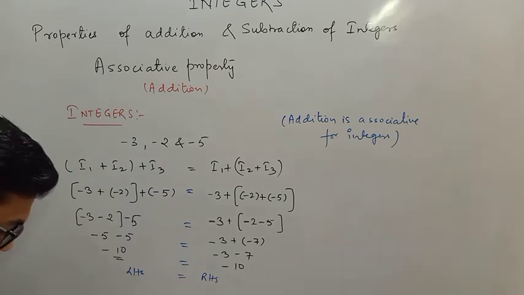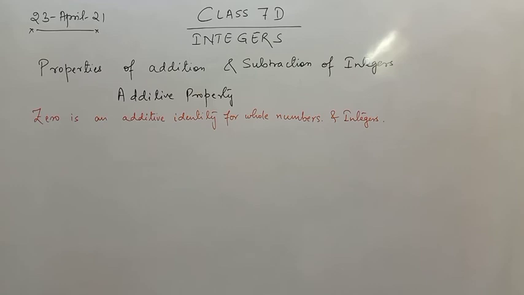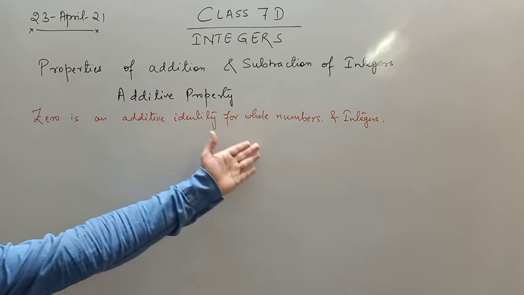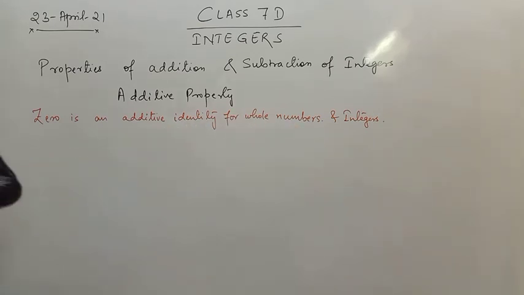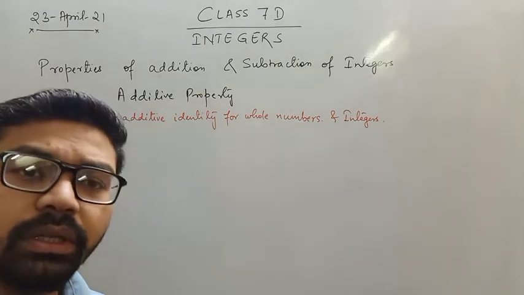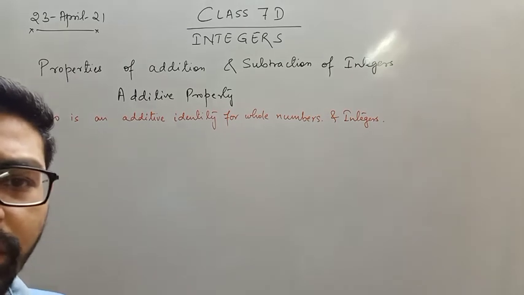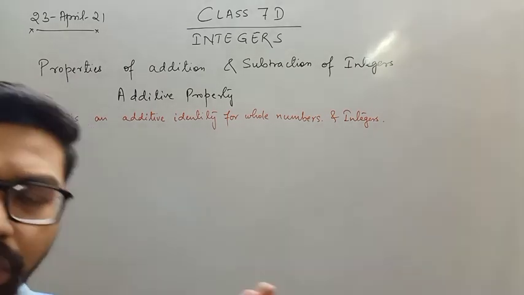Please note it down fast. So the last thing is additive property or additive identity. So what additive identity means is, 0 is an additive identity for whole numbers and integers. What this means is, if you add 0 with a whole number or with an integer, the result will remain as it is. There will be no effect of 0 on that whole number or on that integer.